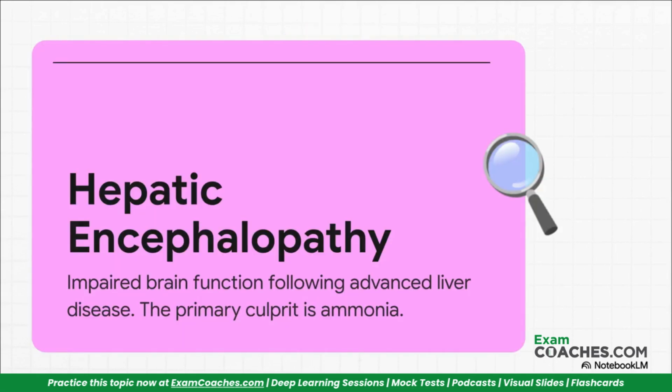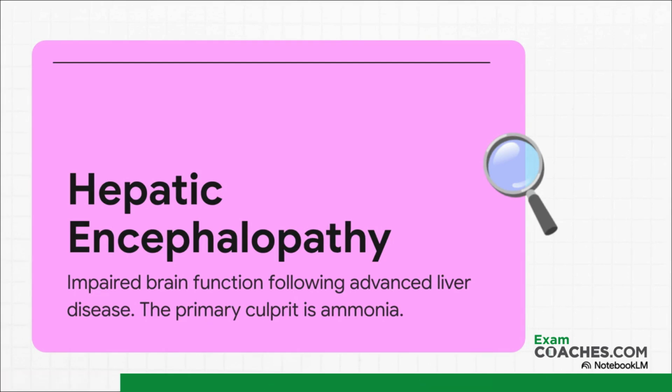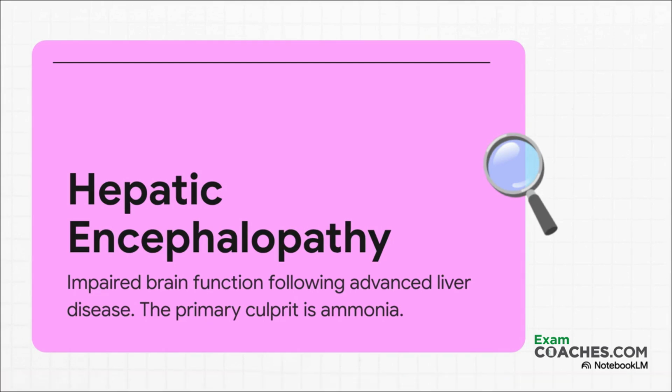Your number one concern here has to be hepatic encephalopathy. Just think of the liver as the body's main detoxification plant. When it's all scarred up from cirrhosis, it can't filter out toxins like ammonia. So that ammonia builds up, it travels to the brain, and it basically acts like a poison, causing the confusion you're seeing. This is a perfect example of connecting a chronic disease to an acute crisis.